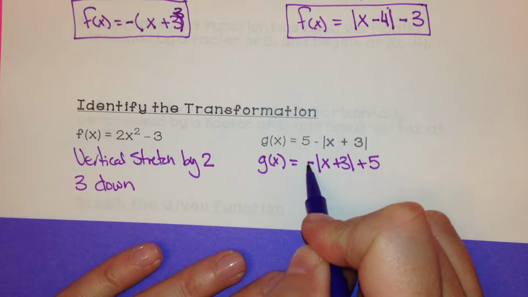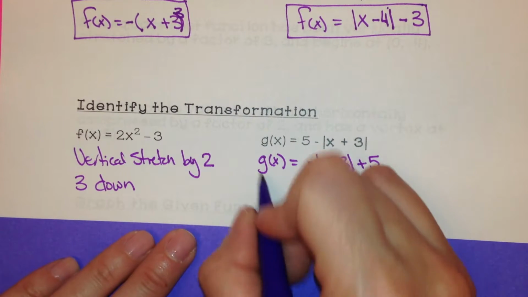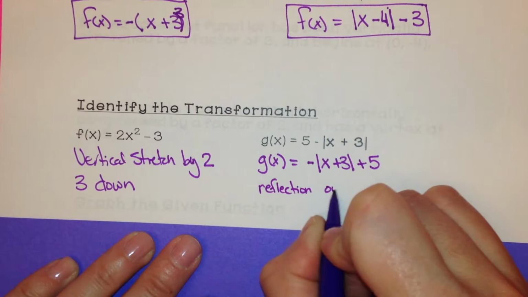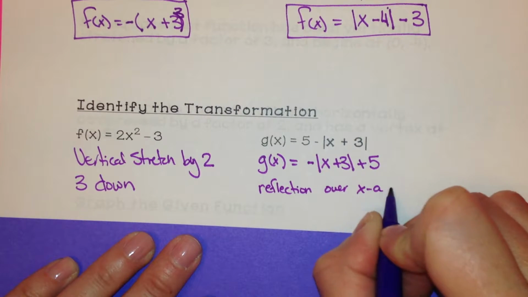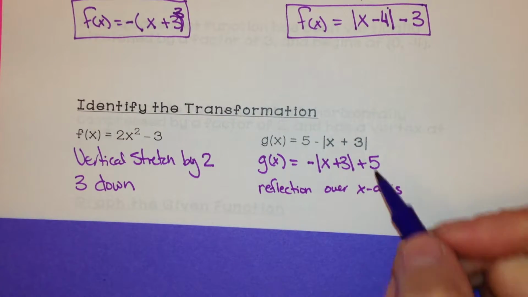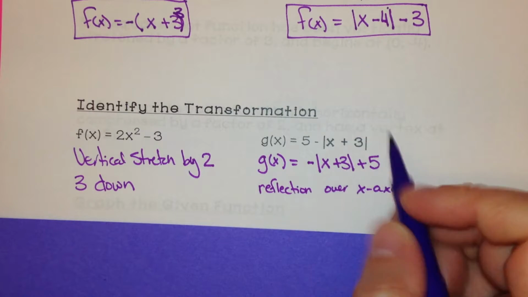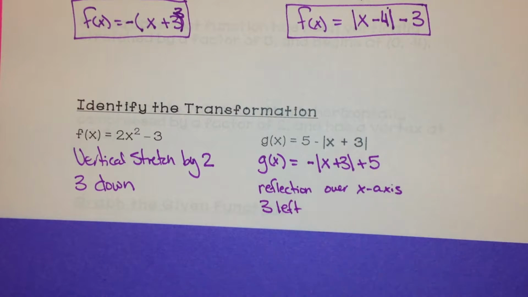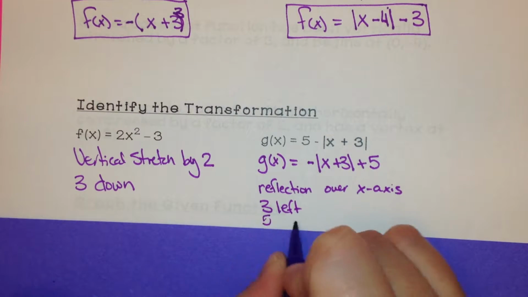All right, so we have this minus, it's being multiplied by a negative, so that's a reflection over the x-axis. And again, it'll just flip it over because it's the V-shaped graph. The plus 3 inside moves our graph 3 left. And the plus 5 on the outside moves our graph 5 up.